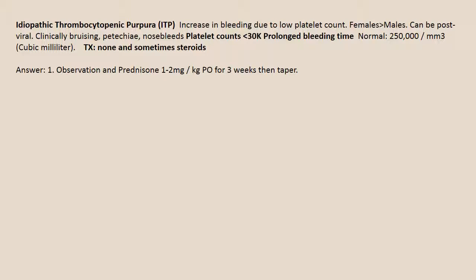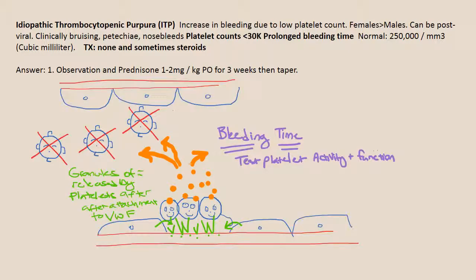Bleeding time. That's because bleeding time is responsible for that primary platelet plug, and if you don't have enough of them, then you're going to see in the capillaries those thrombi there. And the normal range is 250,000, and the treatment sometimes is none and sometimes steroids.